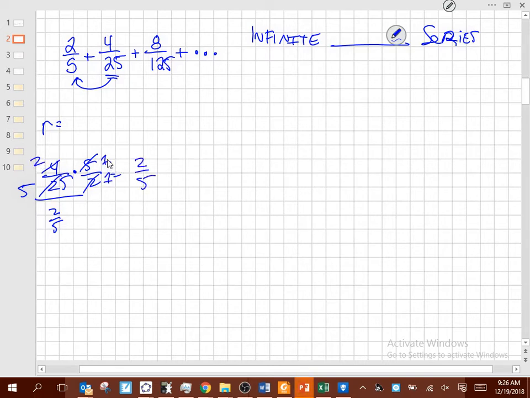Two-fifths, isn't it? Okay, so my common ratio is 2/5. If I take this 2/5 and multiply it by 2/5, do you get that? Multiply this one by 2/5, do you get that one? Yeah, okay. So r, my common ratio, is 2/5. Okay, so it tells me it's geometric.